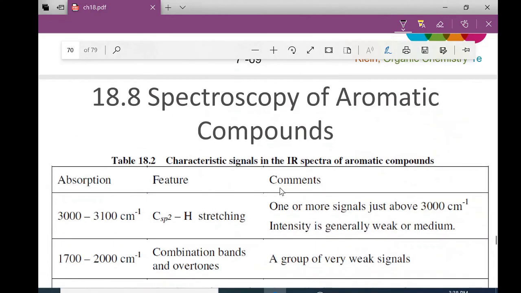Okay, so I'm not going to discuss spectroscopy of aromatic compounds in this section, but I will come back and discuss that at a later time.